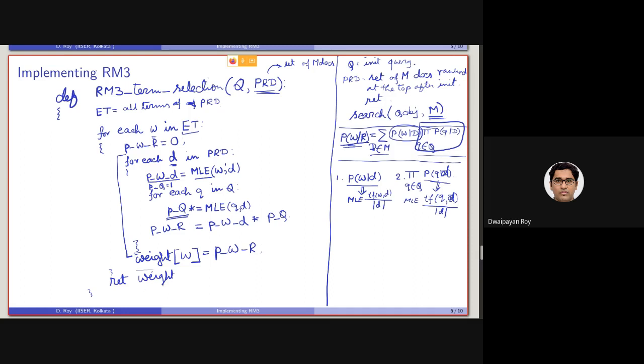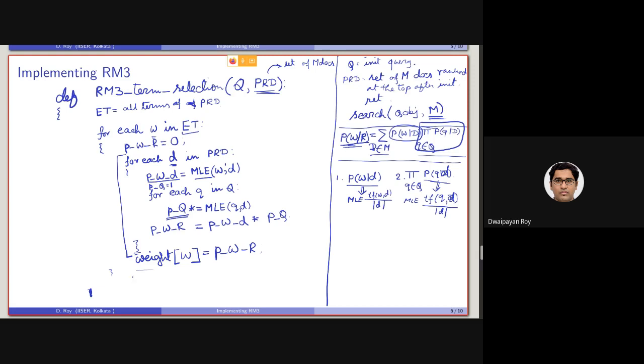I should not be returning the weight, because RM1 term selection is done. I should not be closing this here because I'm considering an RM3 term selection. So RM1 term selection is done. Not term selection, but term weighting is done.